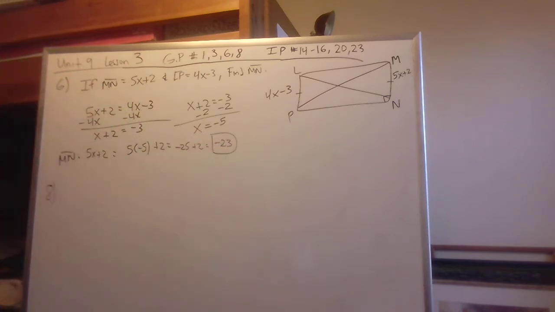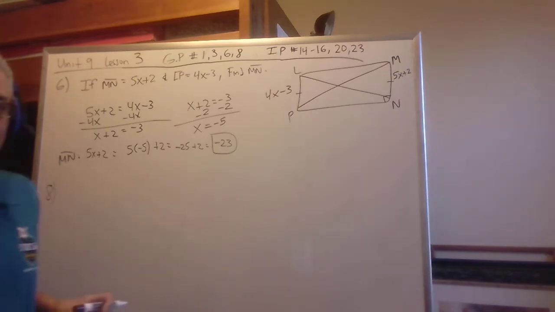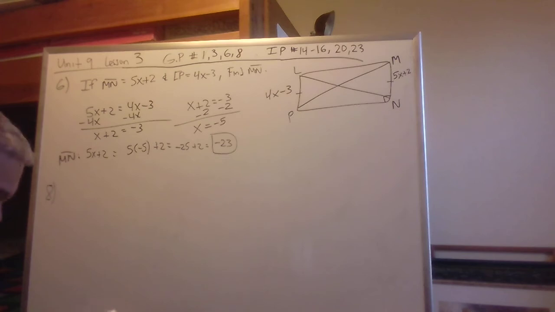All right, so number 8 is a specific type of problem that is very important for this section. We are going to be using what's known as the distance formula. So the distance formula will help us determine whether a figure is a rectangle.